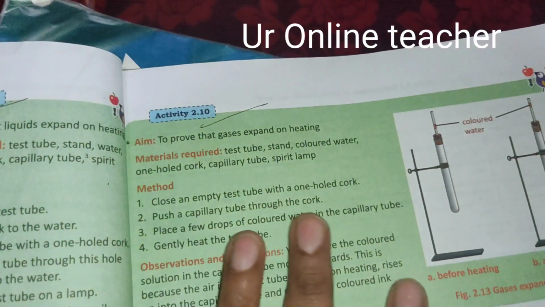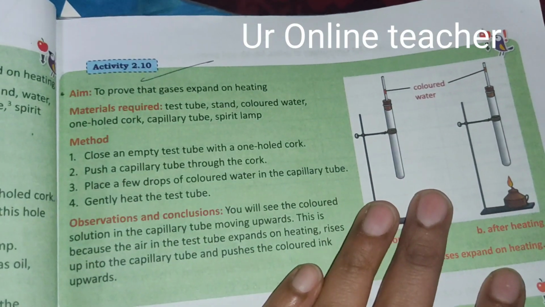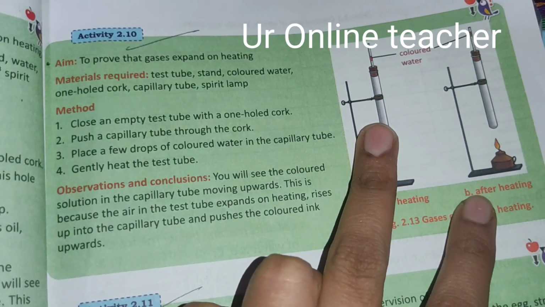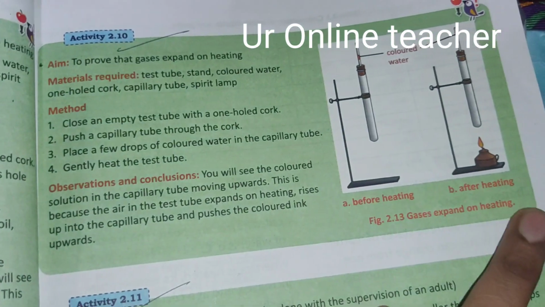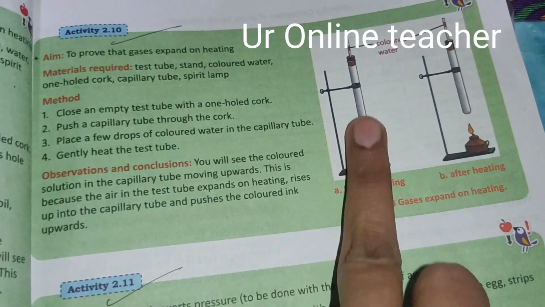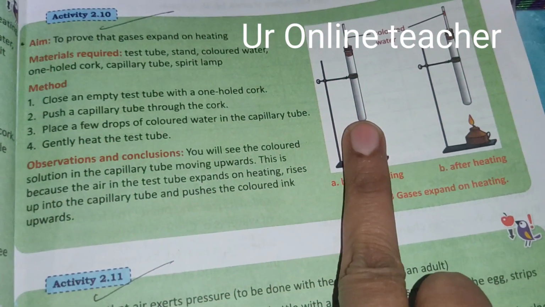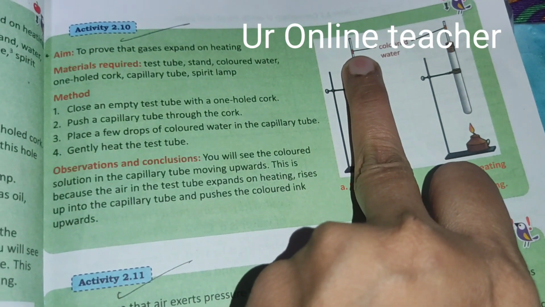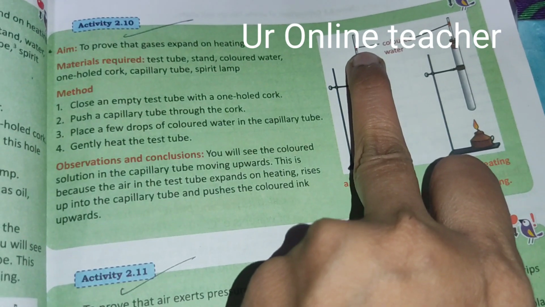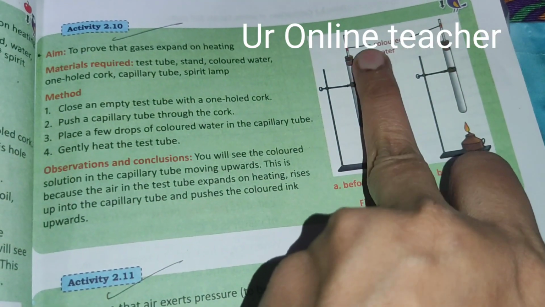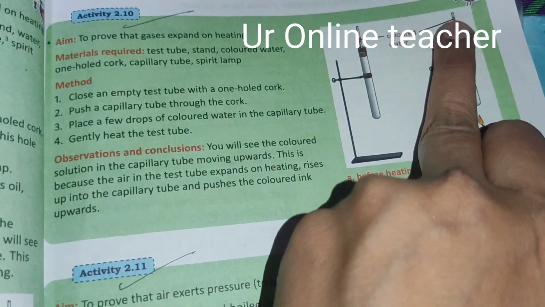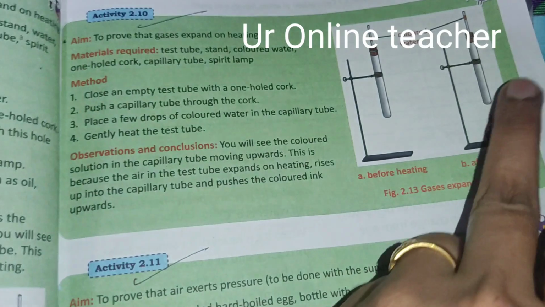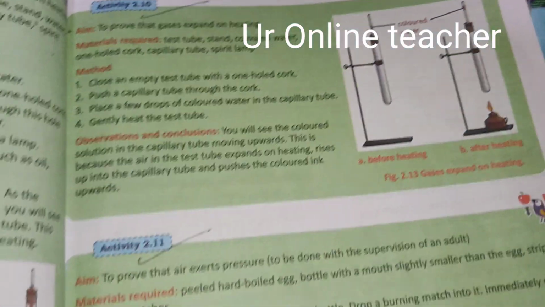For example, let's see how gases expand on heating. Test tube, stand, colored water, one hole rubber cork, capillary tube, spirit lamp, same. So close an empty test tube here. Push a capillary tube through the cork. Place a few drops of colored water in this capillary tube and heat. What happens? We will see this colored water will move upwards. It means air is expanding and it is pushing up. So from this we can see that air also expands.